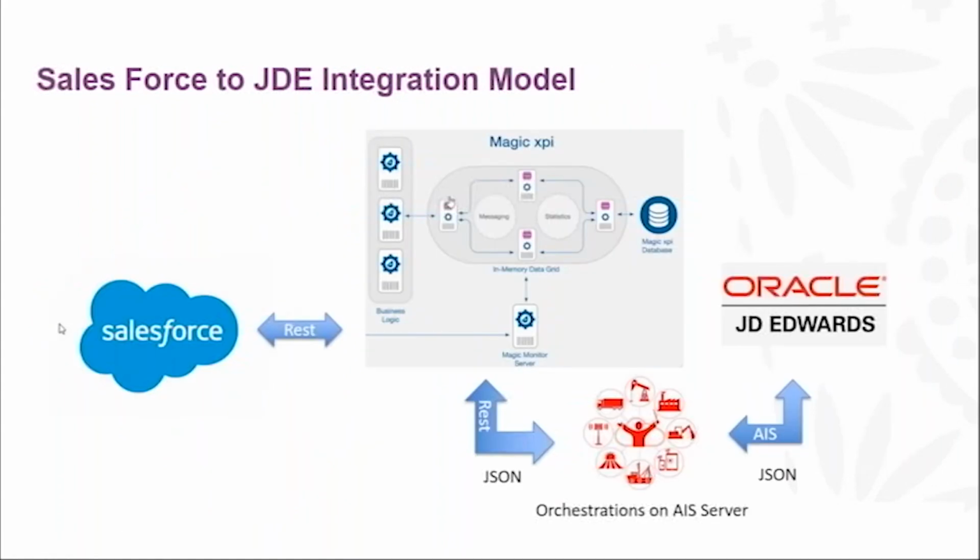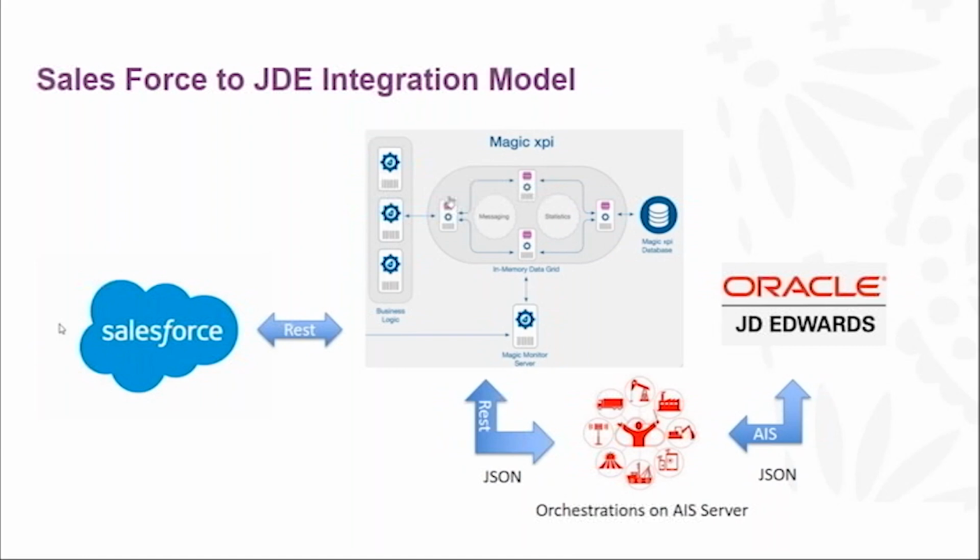What you see in this slide is basically a high-level model on how Salesforce interacts with JD Edwards, with Magic XPI sitting as a middleware. The first step was to set up Salesforce to send outbound messages in the form of REST service calls, which Magic XPI would be listening on. And then Magic XPI will basically do its magic.